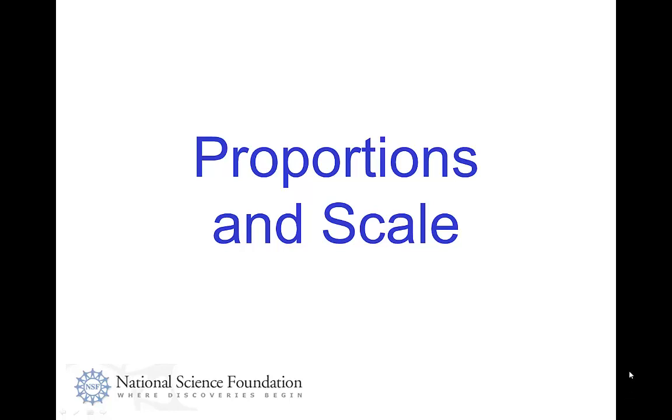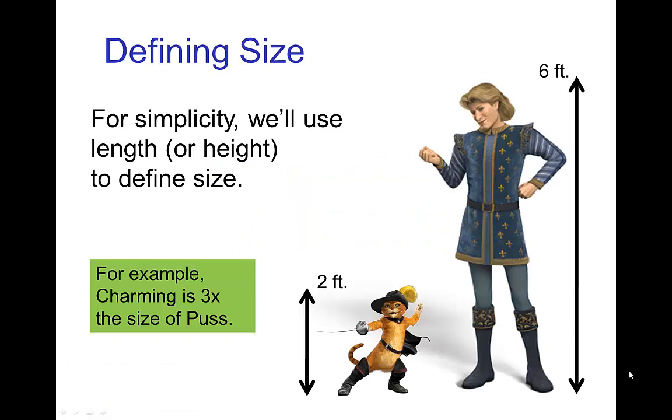Proportions and scale. In this tutorial, we're going to continue looking at various physical cues that help us distinguish small objects from large objects, or small characters from large characters. And just to remind you, for our definition of size, we take a simple measurement such as the length or the height, say, of a character. So here, Prince Charming is 3 times the size of Puss.